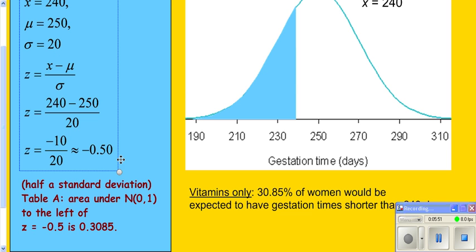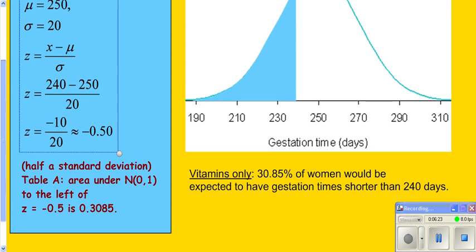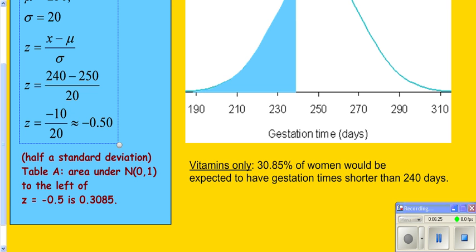We want to go ahead and find a negative 0.05 on the left-hand column or left-hand side. Find that row, then you want to go ahead to your 0 column, come down, and you end up seeing that 0.3085 is this area, or about 30.85% of the women would be expected to have a shorter pregnancy than 240 days.